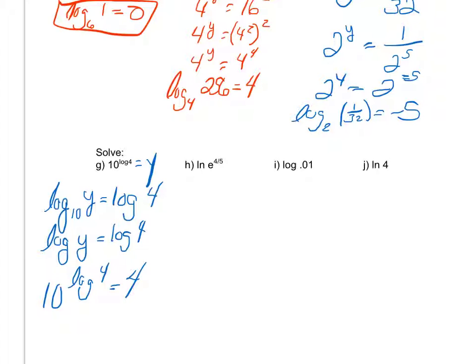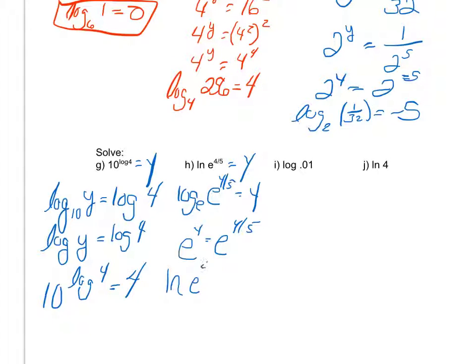Looking at letter h, again, going to set it equal to something. So my natural logarithm of e to the 4/5 equals something, call it y. And remember, ln is the same thing as log base e. Changing now to exponential form, I would take my base e to the y equals e to the 4/5. Therefore, my y has to be 4/5 in order for my left side to equal my right side. And I can say ln of e to the 4/5 is equal to just 4/5.